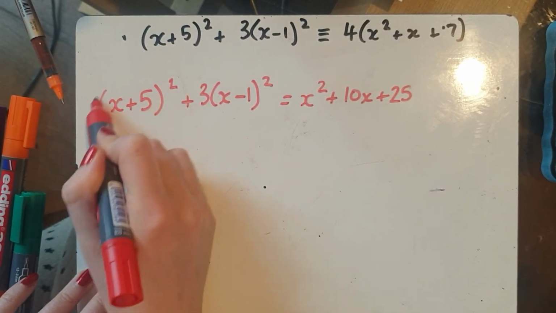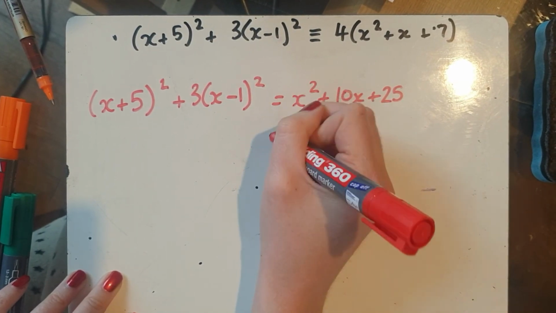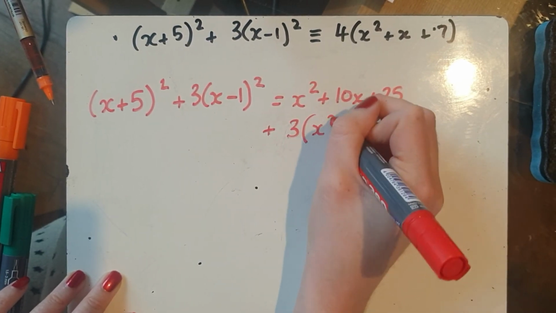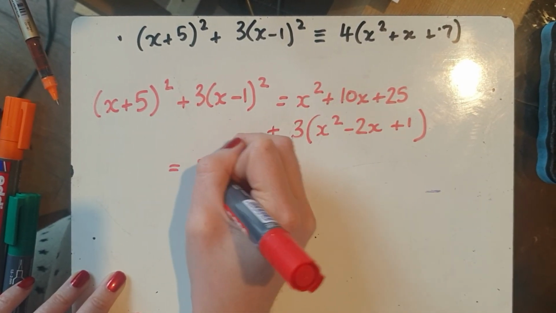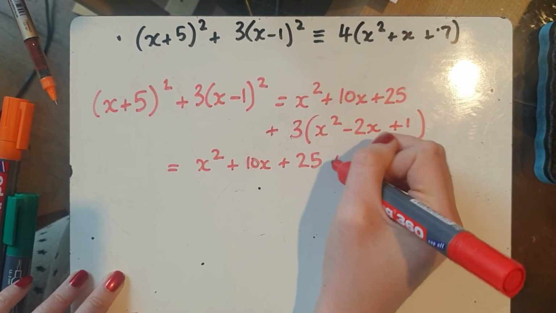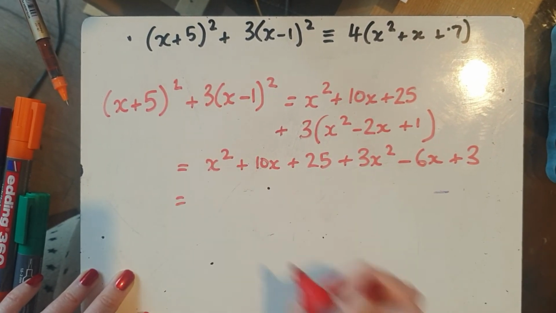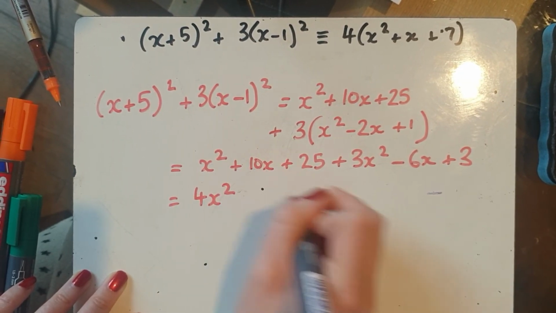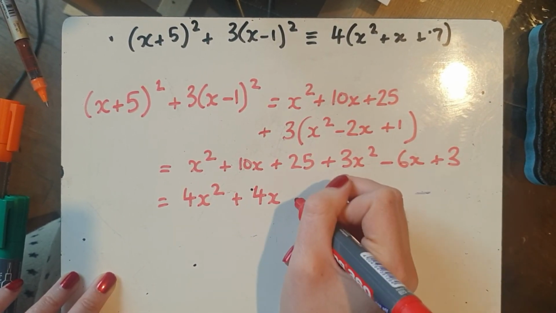So I'm multiplying out this x plus 5 squared, which gives me x squared plus 10x plus 25. And I'm going to add 3. I'm going to multiply out this x minus 1 squared, so x squared minus 2x plus 1. So I've got the x squared plus 10x plus 25. And now I'm going to multiply this out. So I've got plus 3x squared minus 6x plus 3. Simplifying by collecting like terms, I've got 4x squared plus 4x plus 28.